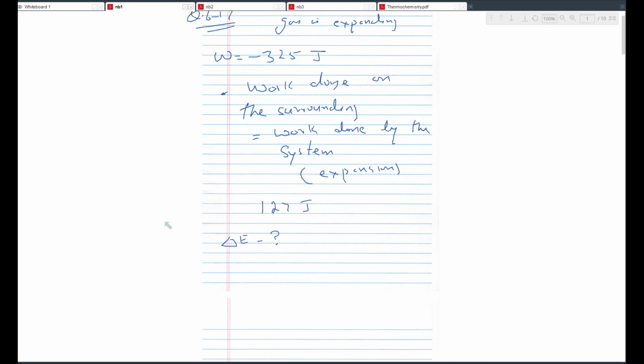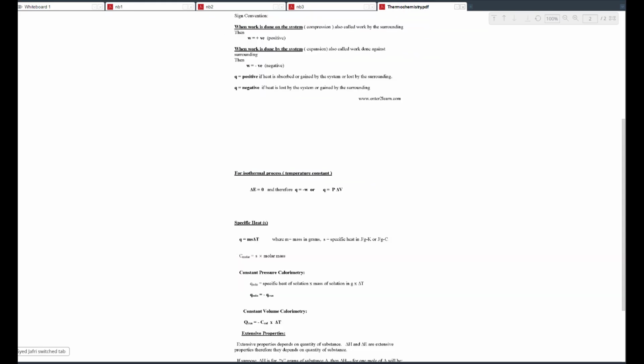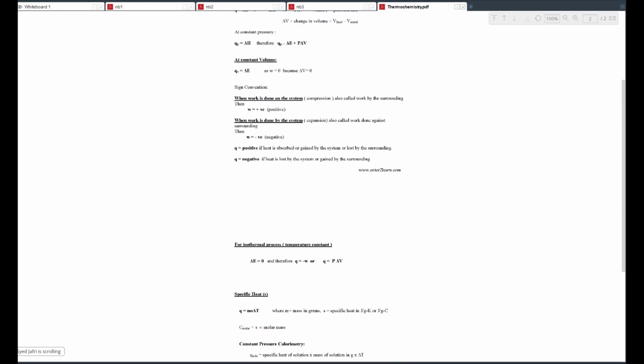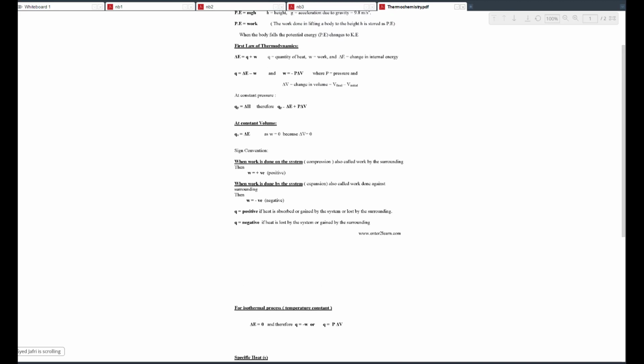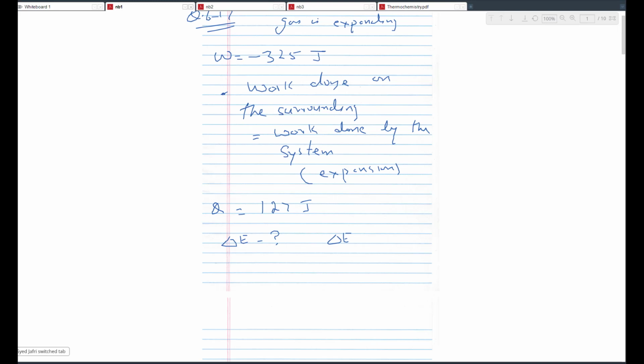Okay, this is the Q. Absorb means positive. What is the formula for delta E? So we have the first law of thermodynamics. Delta E equals Q plus W. In physics, actually, they take Q minus W, and that's why they have a different style of doing the problem. So here delta E is equal to Q plus W.